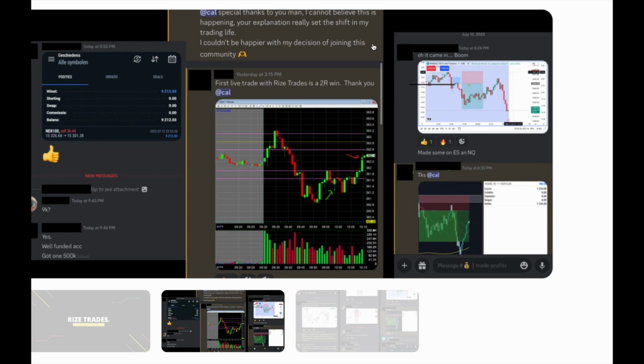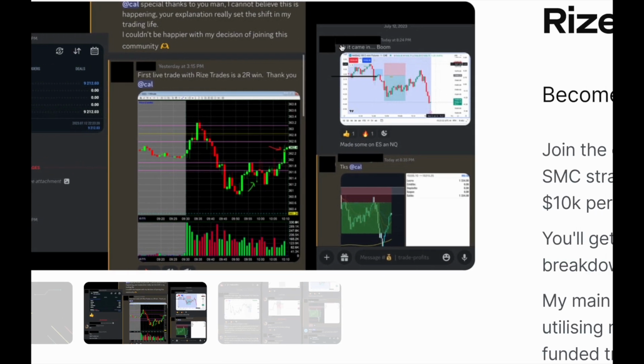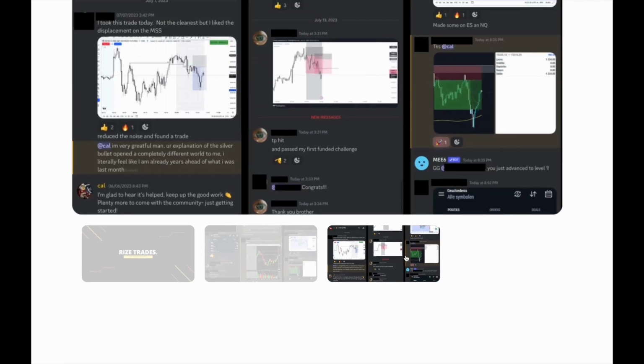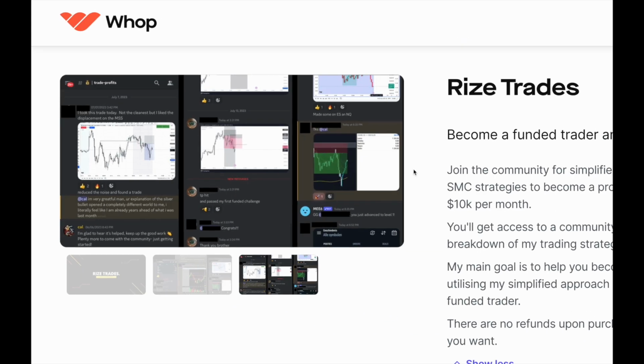As you can see, life-changing. This explanation shift in trading live. Obviously, you can be happier with the decision of joining the community. This person here, $1,300 trade taken on their funded account. Passed his first funded challenge. The first ever funded challenge he passed with this simplified silver bullet strategy. This silver bullet isn't the same as everyone else's out there. It's a very simplified version, very mechanical version, and you can learn it within my community, okay?